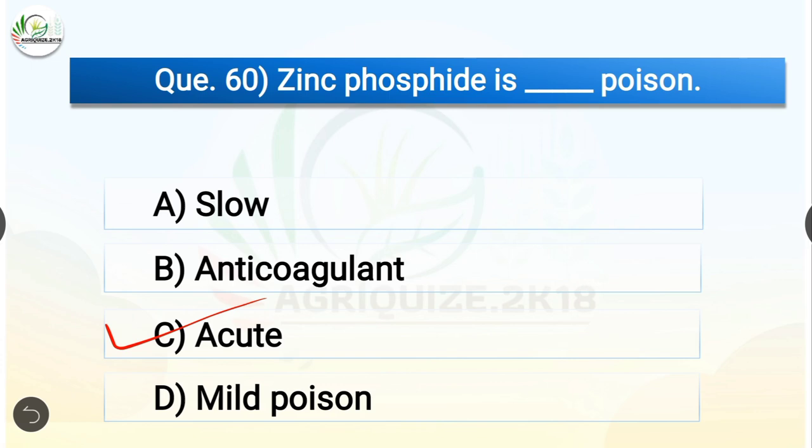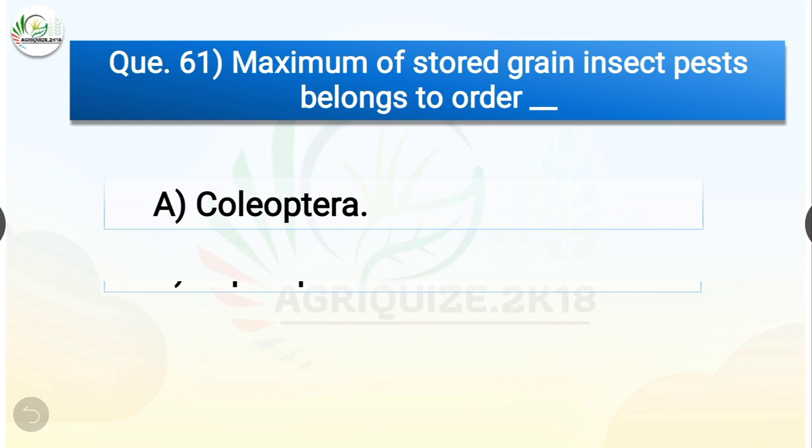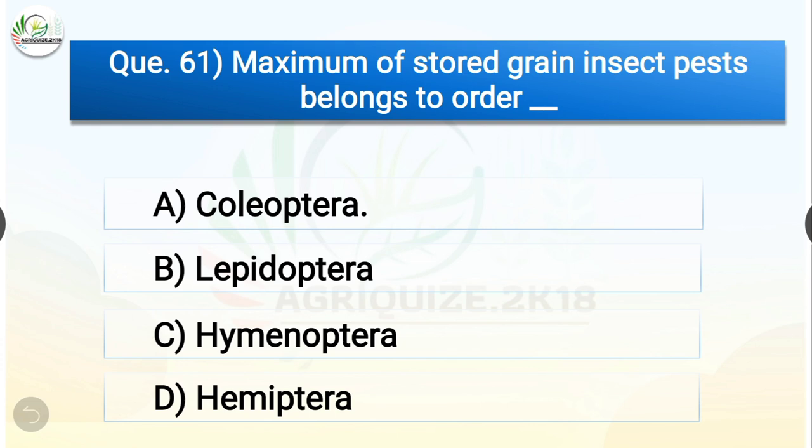Question number 61. Maximum of stored grain pest belongs to order dash. The options are Coleoptera, Lepidoptera, Hymenoptera or Hemiptera. The correct answer is option A, Coleoptera. So maximum of stored grain pest belongs to the order Coleoptera.